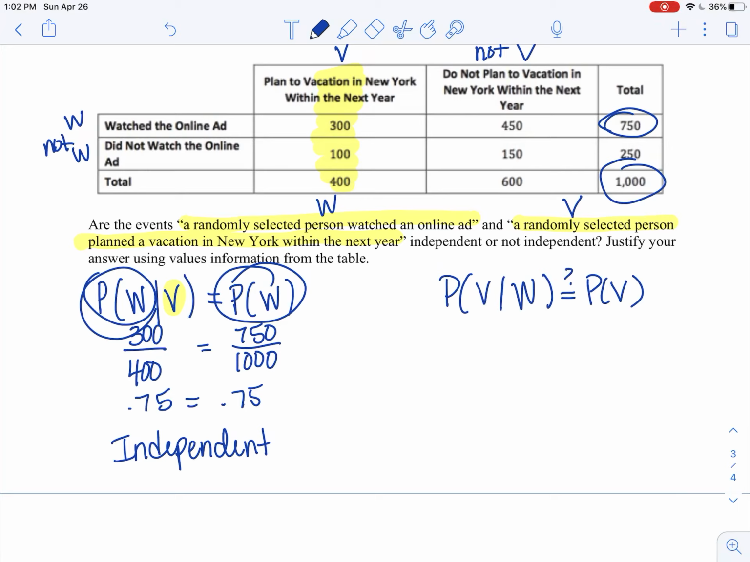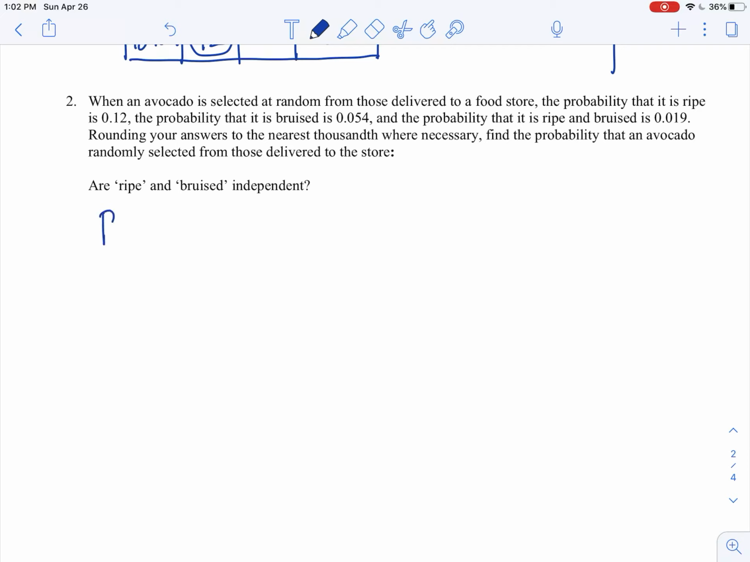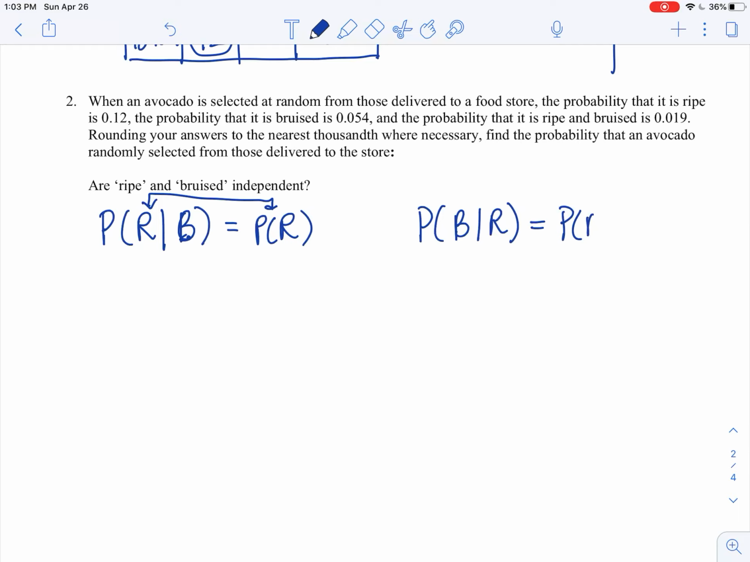So just to recap really quickly, in the last two examples, and you can go ahead and try these ones in your workbook, if I wanted to check to see if ripe and bruised were independent when it comes to these avocados, I would set up a given probability, ripe given bruised, and I would check that against the probability of ripe by itself. Again, you always want those first letters to match up with the individual probability that you're checking. Or you could do probability of bruised given ripe and see if that's equal to the probability of being bruised. And again, not equal, not independent.